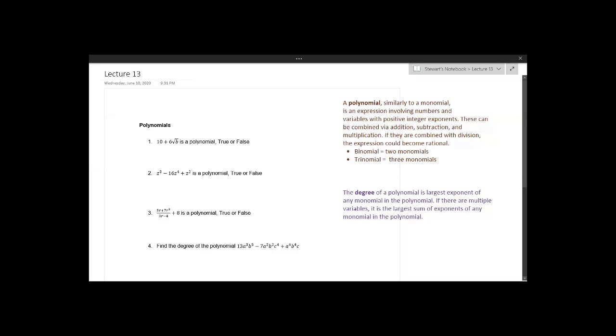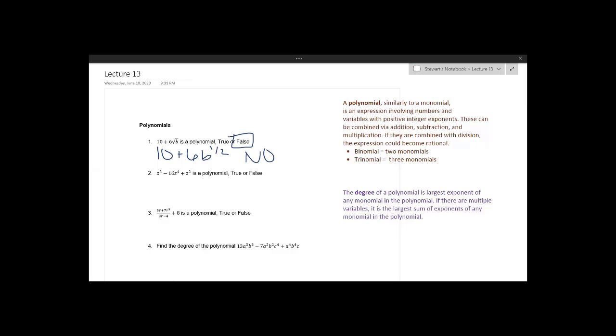10 plus 6 times the square root of b: is it a polynomial? Well, this can be written as 10 plus 6b to the 1/2 power. That is a fractional exponent. That is not a positive integer exponent. So this is not a polynomial. So this would be false.